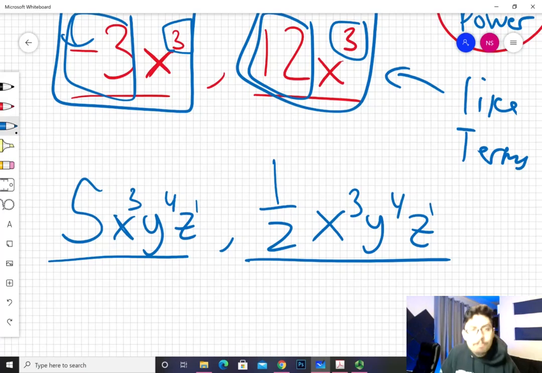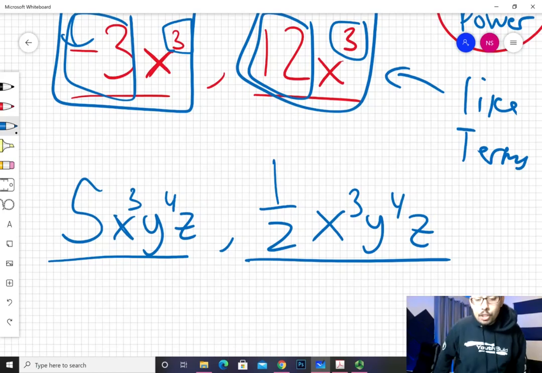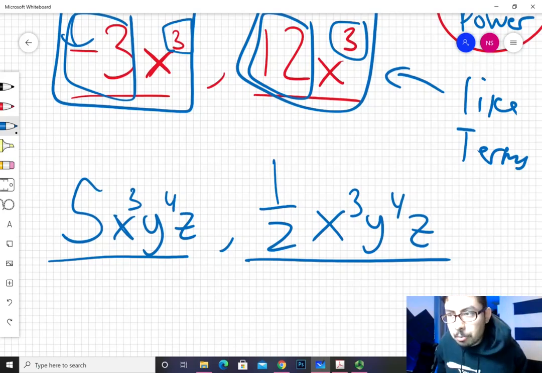It's just invisible is all. That's going to be key in the next video, trust me. But for now, it's going to be invisible. But you should know a standalone variable is always to the power of 1.